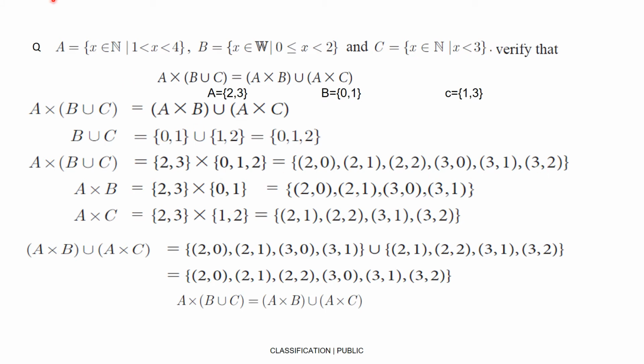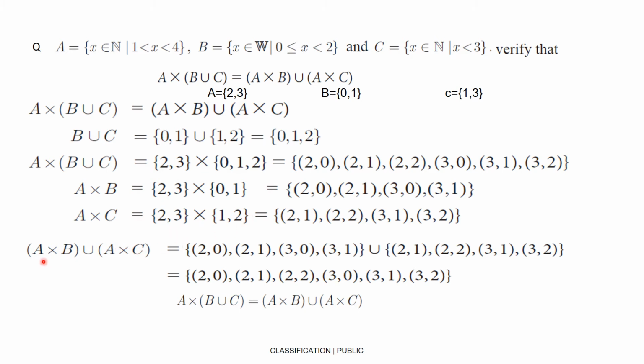Next you see the RHS. A cross B as usual: A is {2, 3} and B is {0, 1}. So pair it: (2, 0) and (2, 1), (3, 0) and (3, 1). Next A cross C: {2, 3} into {1, 2}. So (2, 1), (2, 2), (3, 1) and (3, 2).